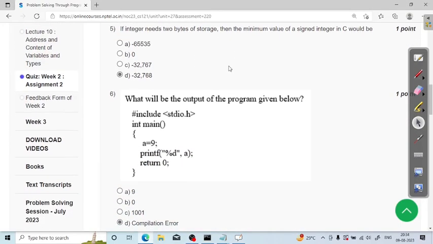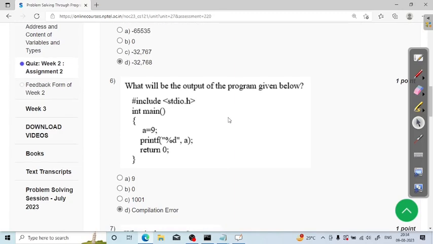Now let's look at question number 6. Question number 6 says: what will be the output of the program given below? If you look at the program, in this program there is a compilation error. That's why I have taken answer D as the correct answer. Why is it like that?